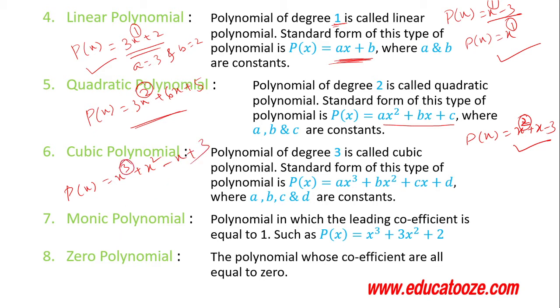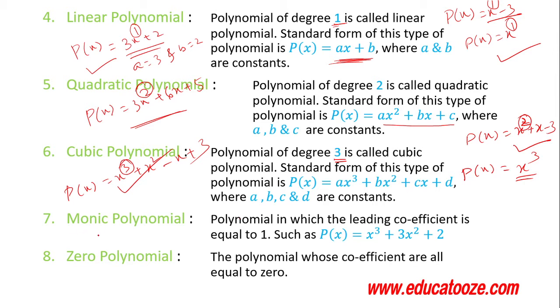What is the degree of this polynomial? It is 3, so this is a cubic polynomial. If it is a single term like p of x equal to x cube, this is also a cubic polynomial because all other constant terms are 0. So we need to look at the degree of the polynomial. If the degree of the polynomial is 3, then obviously that is nothing but a cubic polynomial.